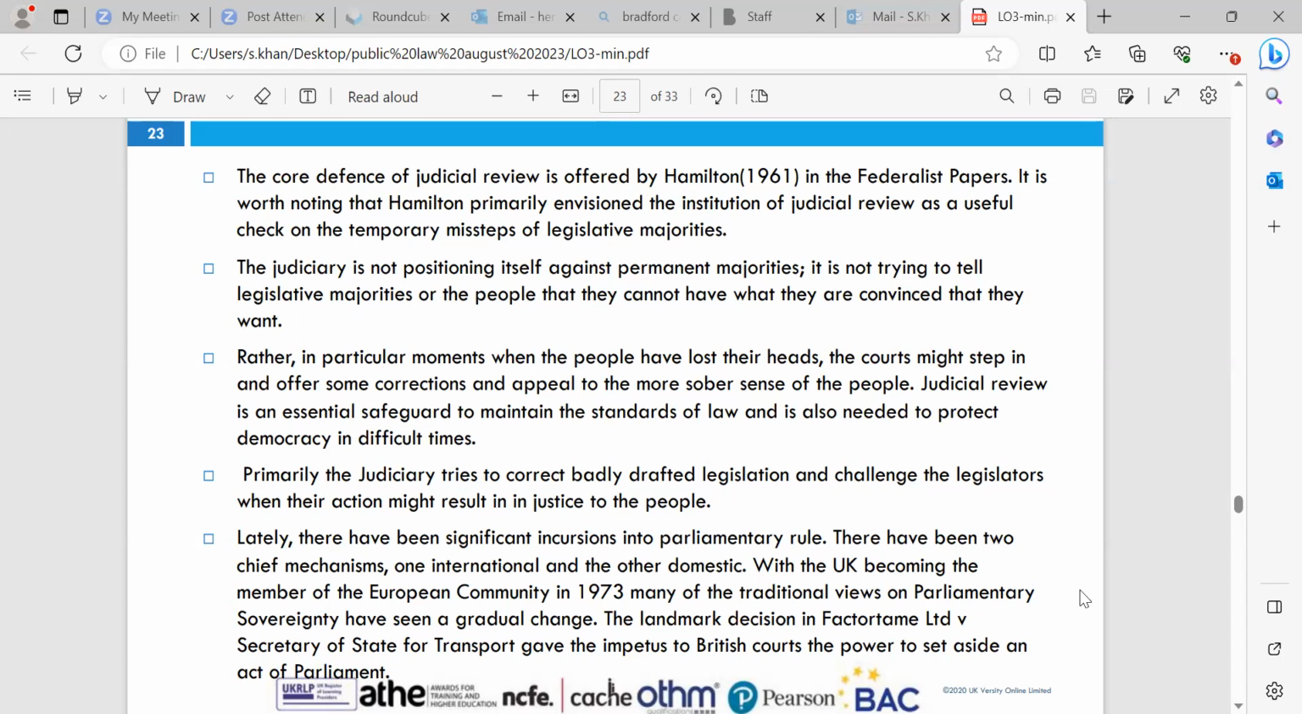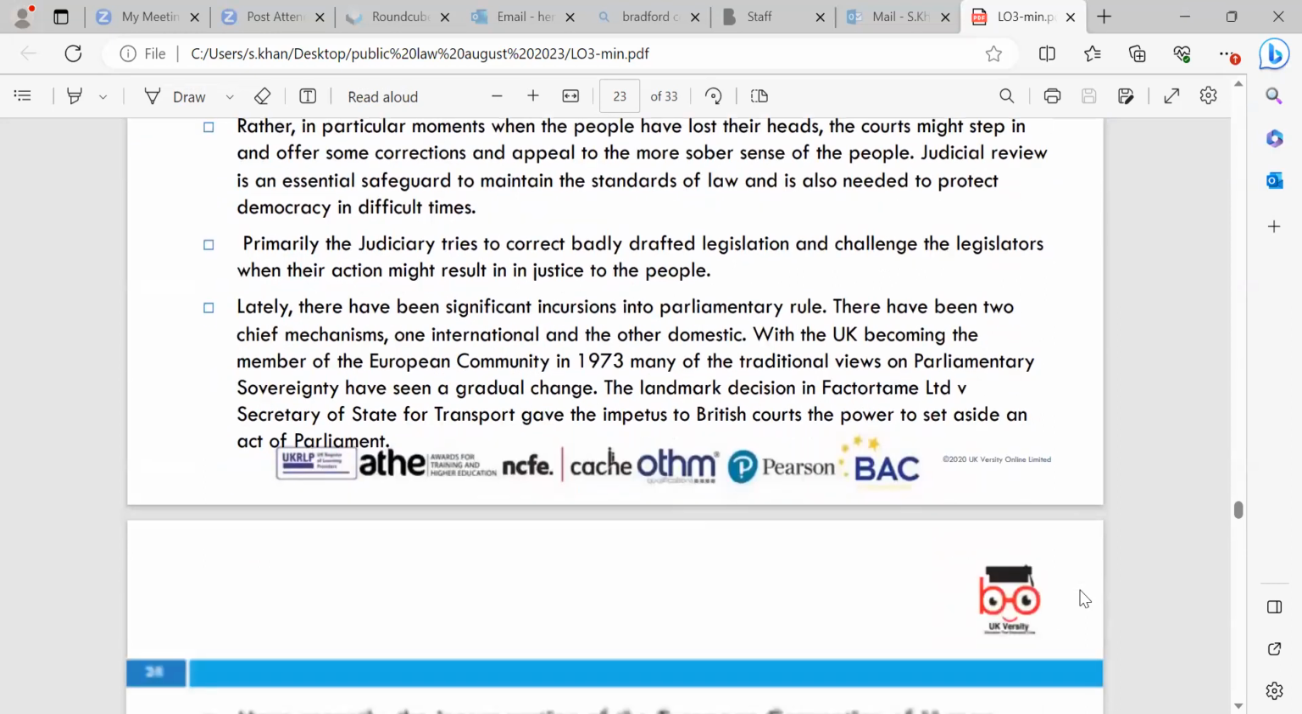Judicial review is an essential safeguard to maintain the standards of law and is also needed to protect democracy in difficult times. Primarily, the judiciary tries to correct badly drafted legislation and challenge the legislators when their action might result in injustice to the people.